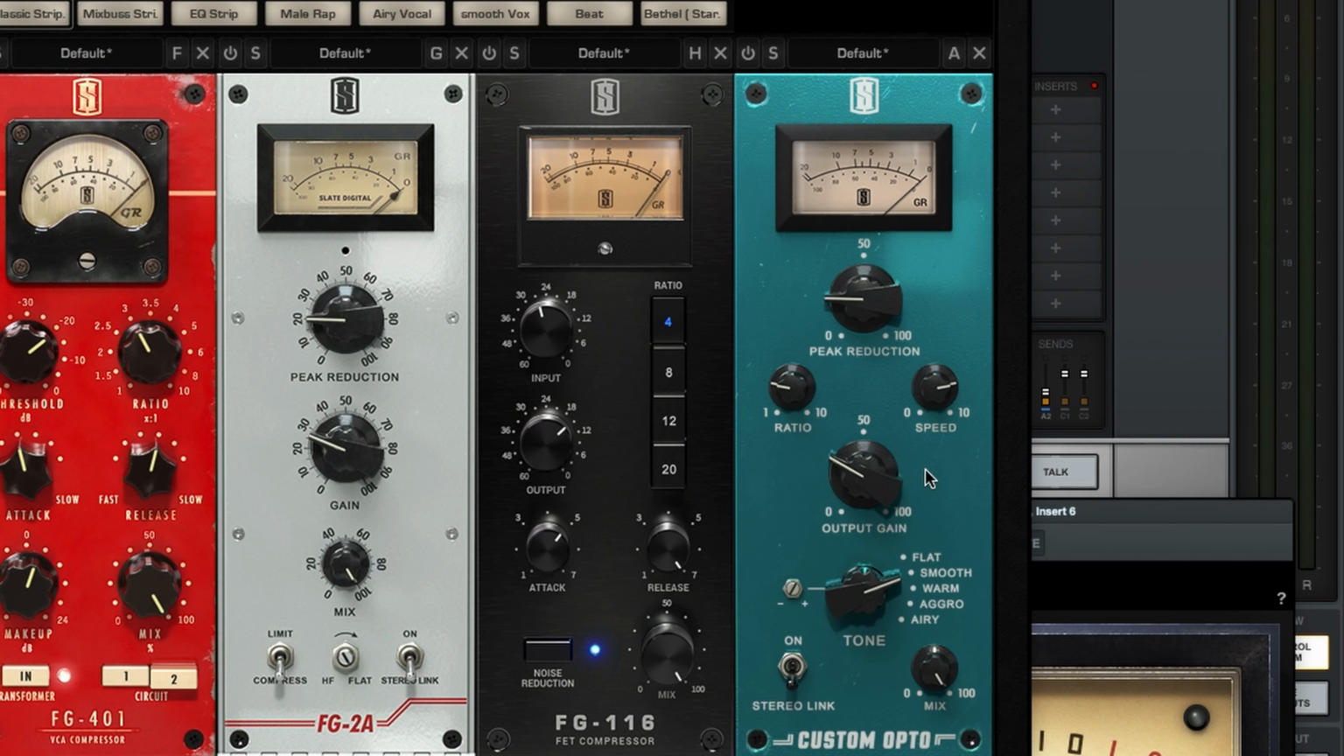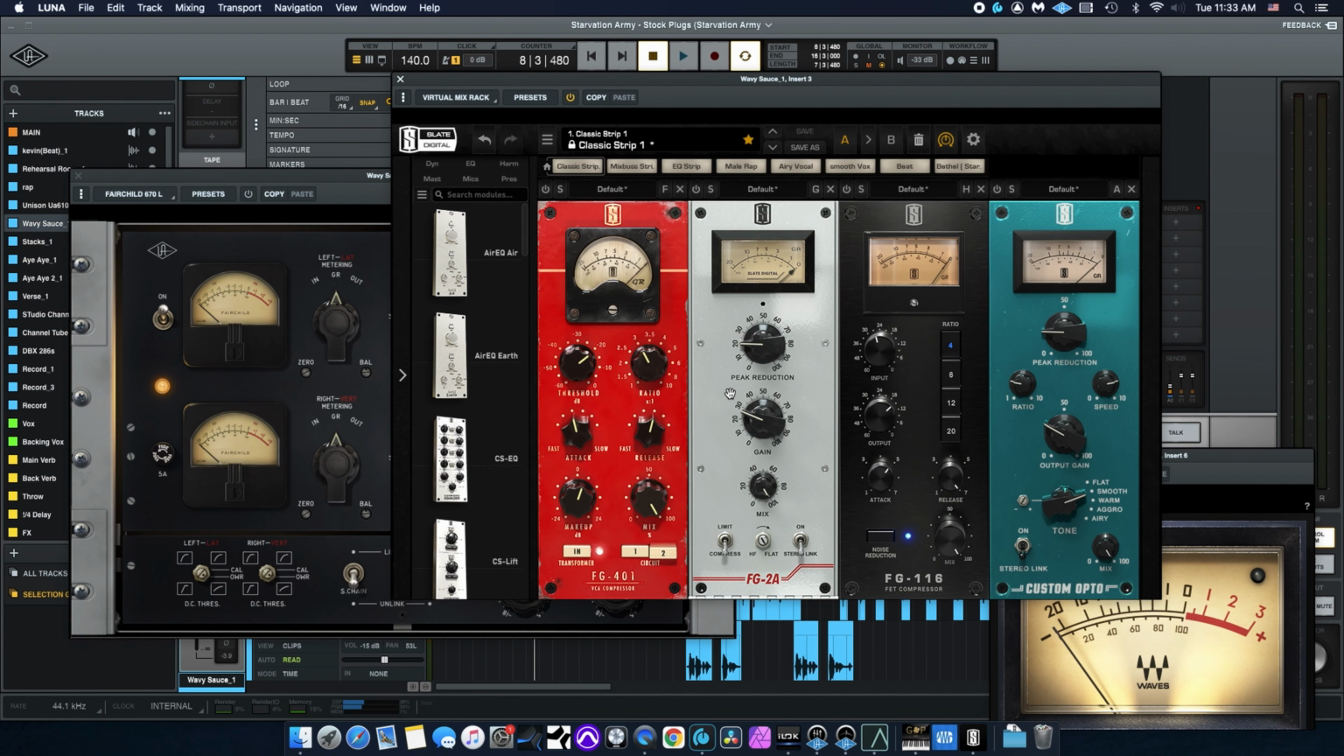As a bonus, we're going to take a look at Slate Digital's custom opto. All right, so the FG2A is their version of the LE2A. So this one was modeled after the LE2A, while this custom opto is basically Slate Digital's version of an optical compressor. It is not the LE2A, it's just their version of an optical compressor.